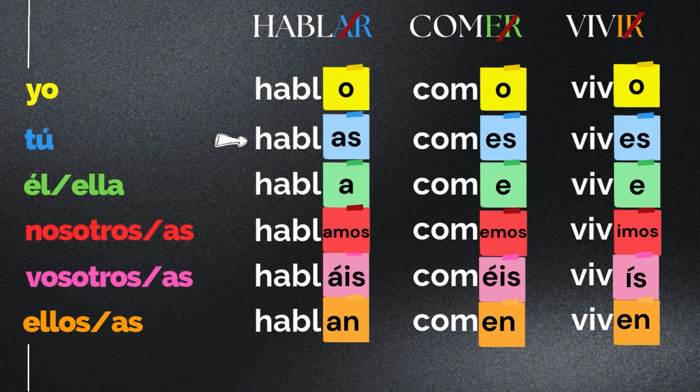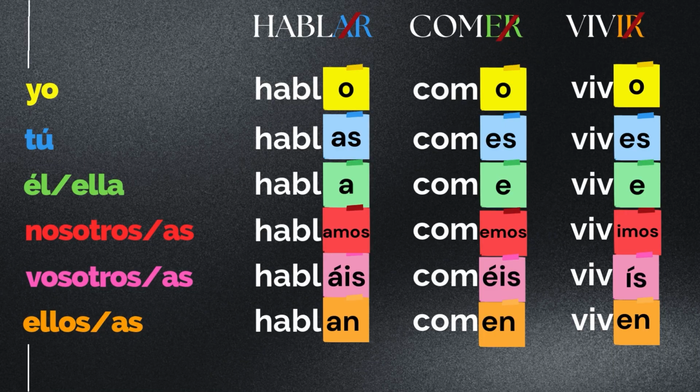Tú hablas, and then for ER and IR, they are going to change the A for an E: comes, vives. Él or ella has an A if the verb ends in AR, and an E if the verb ends in ER or IR. So some of them are the same. You just need to learn 2, if you think about it. If it's AR, it's this one, but if it's ER or IR, they are going to share. So it's easier to remember, to see the pattern and what they have in common.